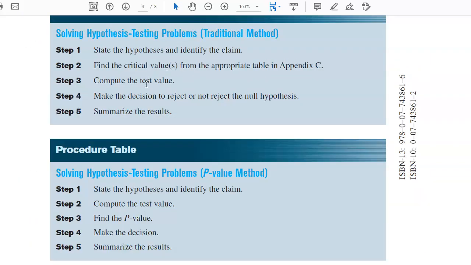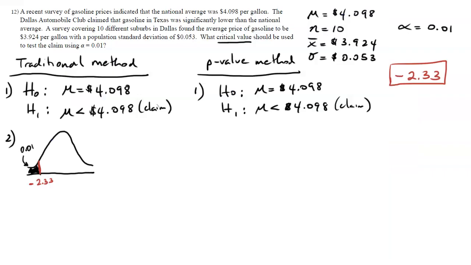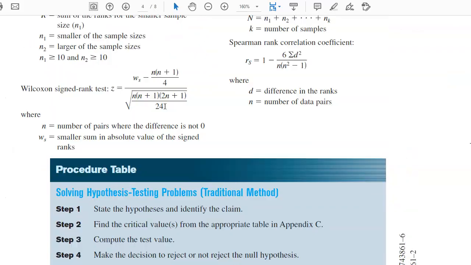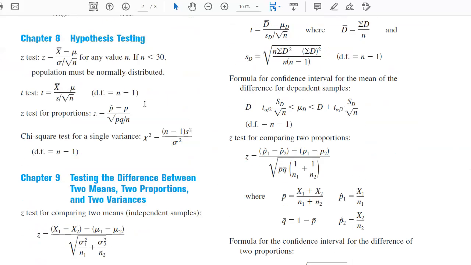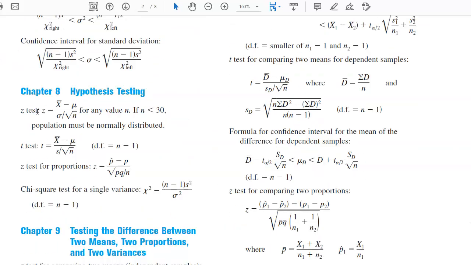Find the critical value. Now the third step, step 3, compute the test value. I don't have much space because I got the next problem right there. Step 3 is compute the test value. How do we do that? The formula is there. You can memorize it. I think that's a good idea. But the formula is here. Z-test, here it is. Here's the test value. Z equals x bar minus the population mean divided by the standard error of the mean. That's it.